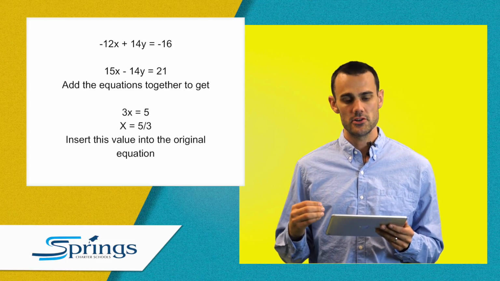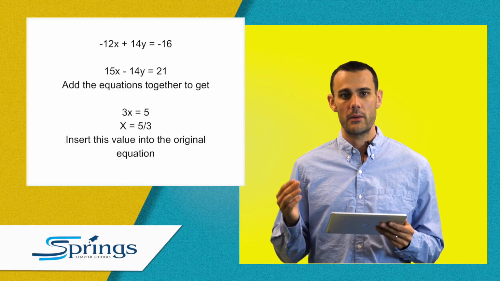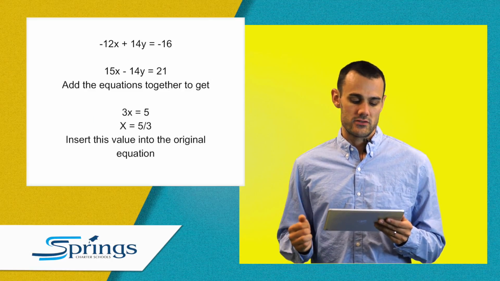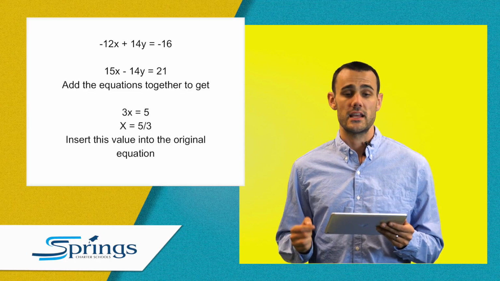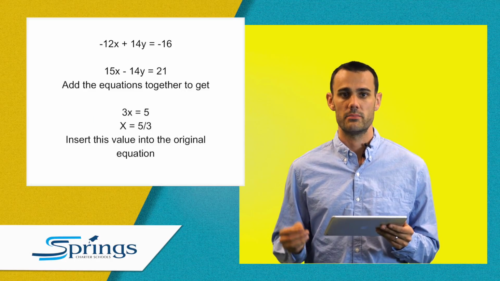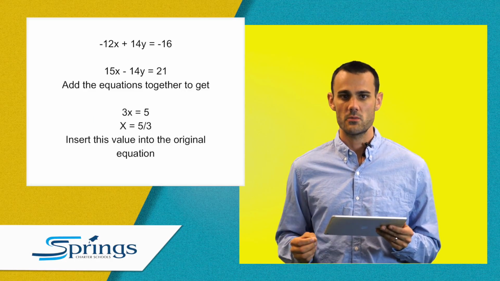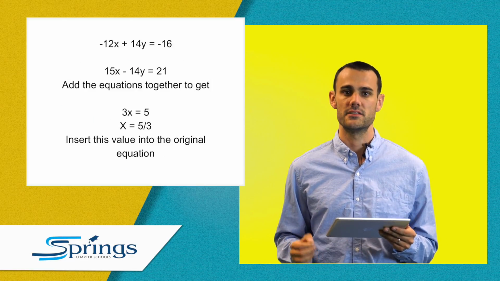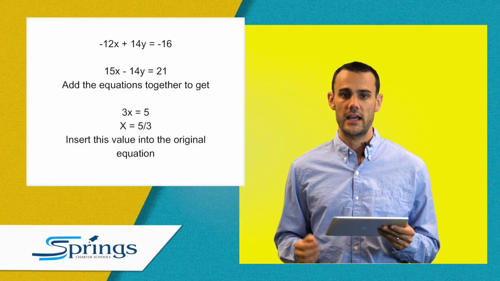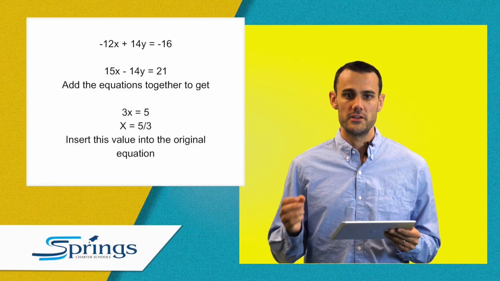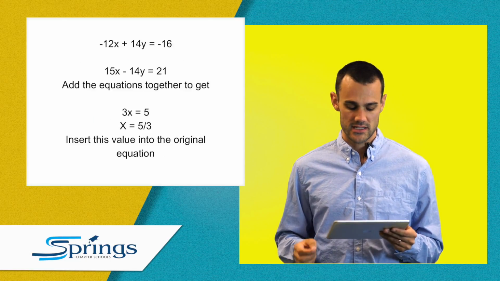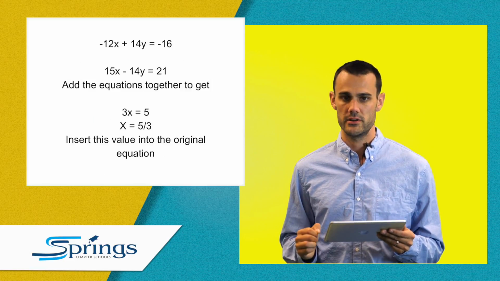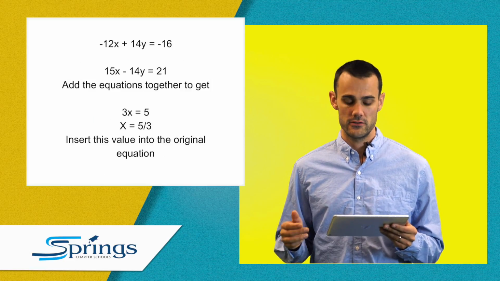When we add those two equations together, those go away, and we can solve for variable x. Negative 12x plus 15x results in a positive 3x. The 14y's disappear, and negative 16 plus 21 is a positive 5. So I have 3x equals 5. We divide both sides by 3 to get rid of that 3 in front of the x, and my x value is now the fraction 5 over 3.